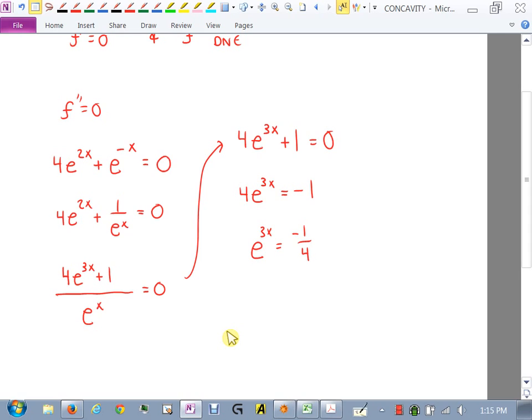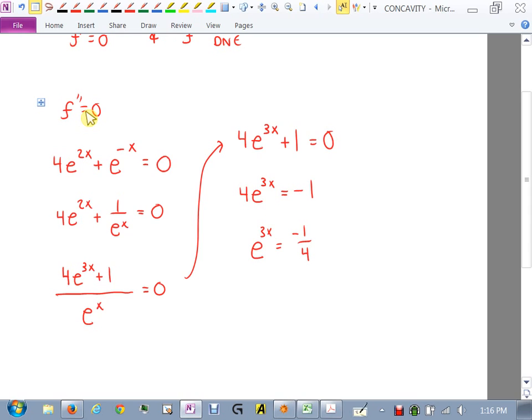Yep. e to the 3x looks like an exponential growth function. It never drops below the x-axis, so it's impossible for it to be negative. Which means there's no places where the second derivative is 0, right? No places where it's 0. What does that mean to us then? There's no change in concavity. It never changes from a smile to a frown, which means what? It's one or the other always. It's either always smiling or always frowning.